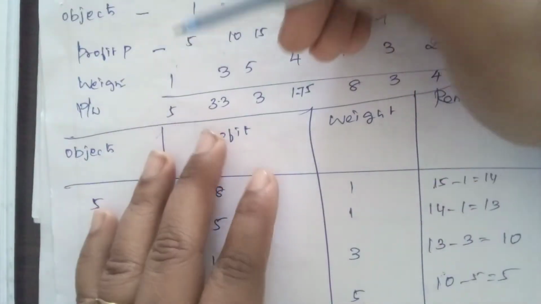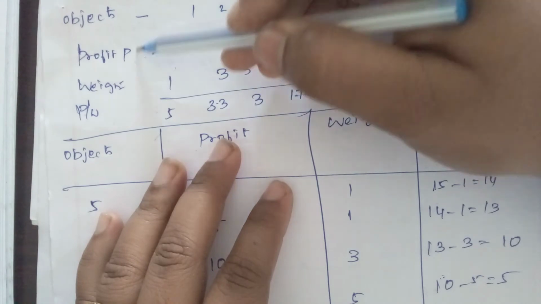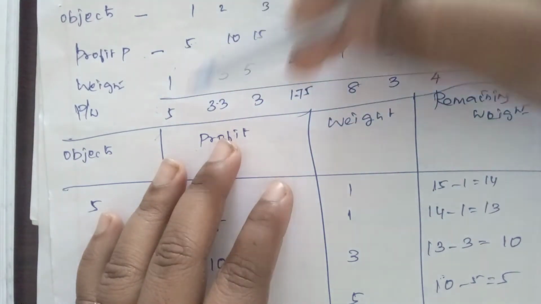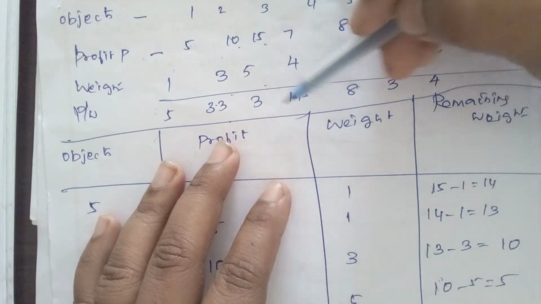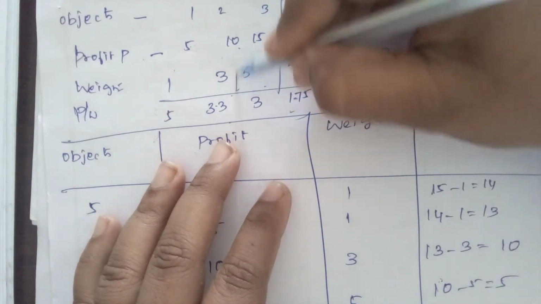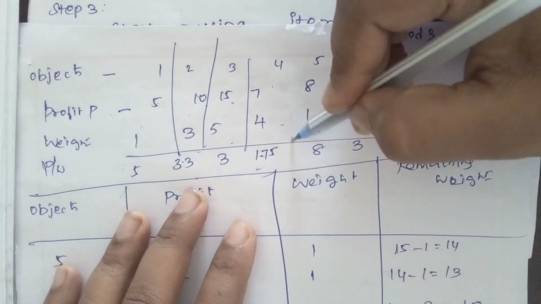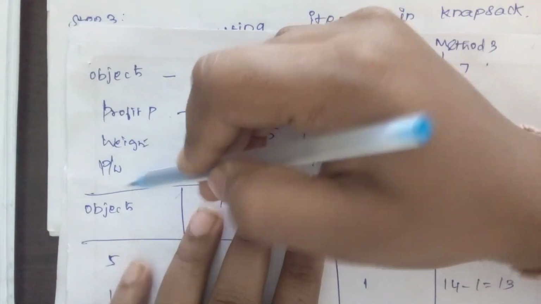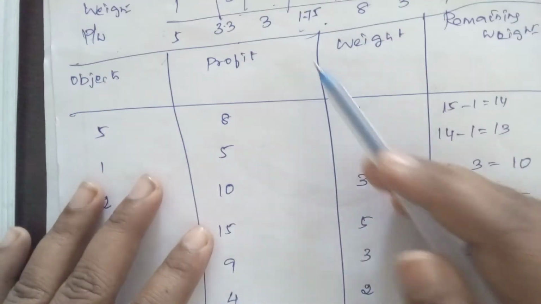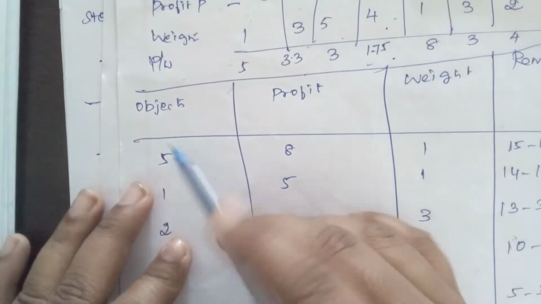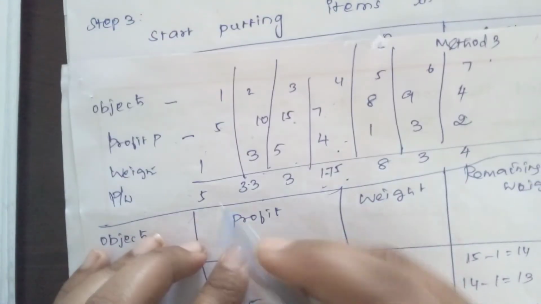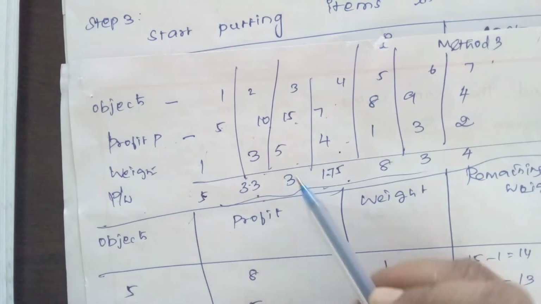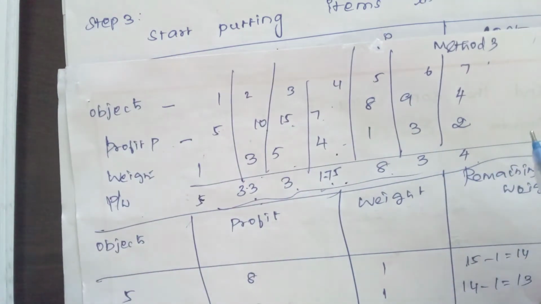pi slash w of i, that is nothing but I am fractioning it: 5 slash 1, that is 5; 10 slash 3, 3.3; 15 slash 5, 3; 7 slash 4, that is 1.75; and so on. Like that I am fractioning this p slash w, that is profit slash weight. See here, objects, profit, weight, remaining weight, like that you can put. I am going for the fraction part: 5, 3.33, 1.75, 3, 4, like that.